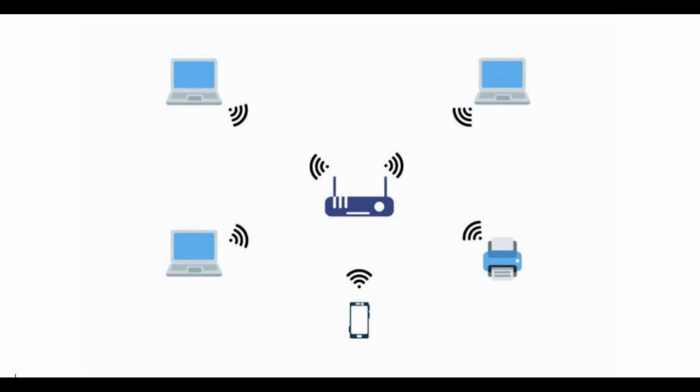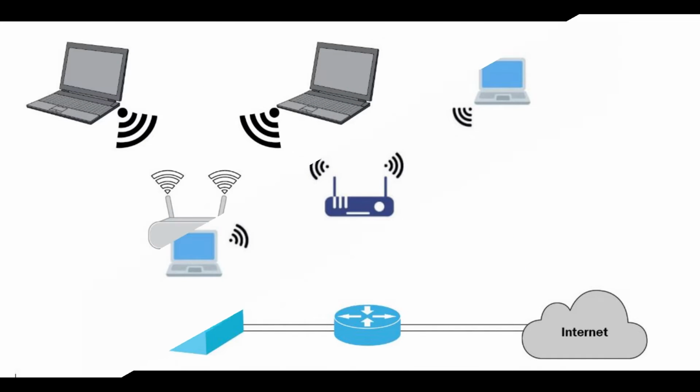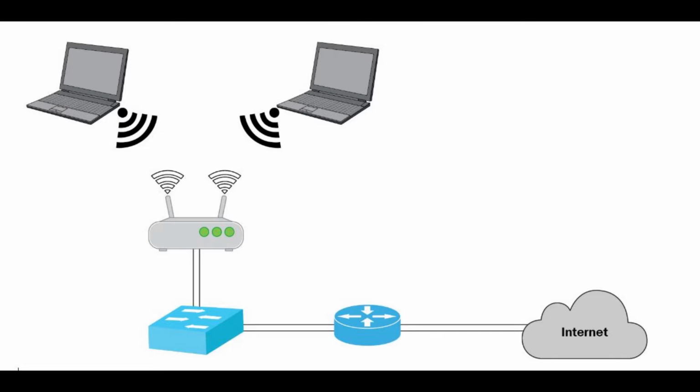A wired PAN is usually constructed with USB and FireWire connections, while technologies such as Bluetooth and infrared communication typically form a wireless PAN. A local area network, LAN, is a network that connects computers and devices in a limited geographical area such as a home, school, office building, or closely positioned group of buildings. Wired LANs are most commonly based on Ethernet technology. Other networking technologies such as ITU-T G.hn also provide a way to create a wired LAN using existing wiring, such as coaxial cables, telephone lines, and power lines.